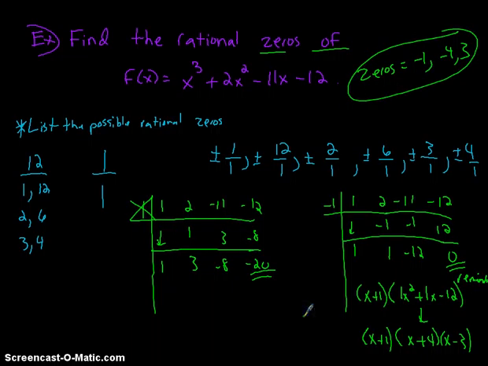I don't know about you, but I just find it amazing that I could take all these different possible solutions and narrow it down to 3 of them by using synthetic division. And sometimes you may have to use synthetic division 3 or 4 or 5 times before you even find one that has a remainder of 0. But you will eventually find one.